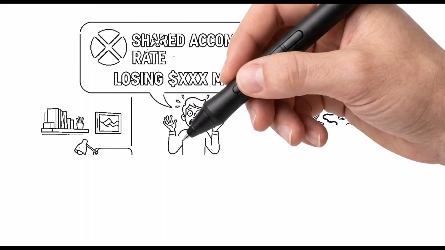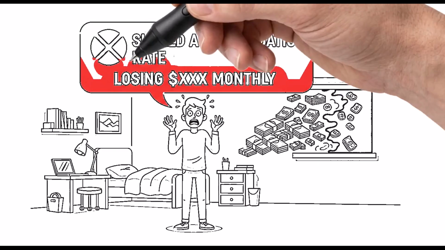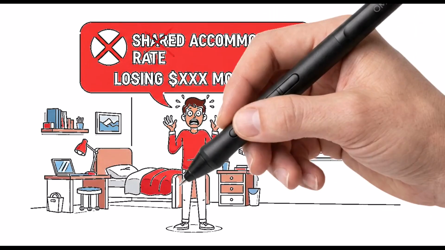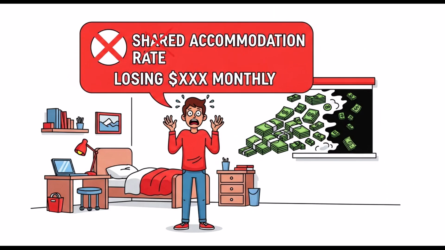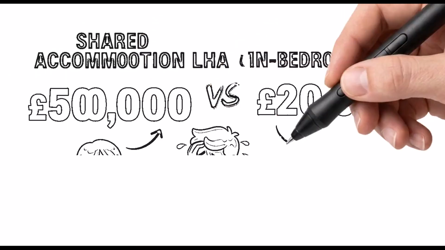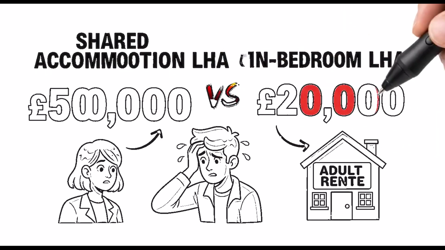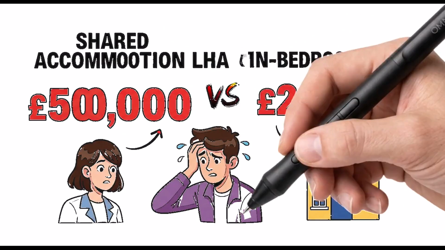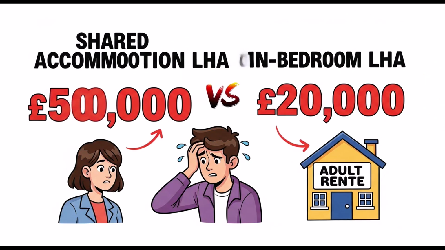If a non-dependent deduction is being applied incorrectly to your claim, you are losing nearly £1,200 every single year, and you can get it corrected today. Contact your local council housing benefit team or report through your Universal Credit Journal immediately to have the incorrect deduction removed and any arrears calculated.